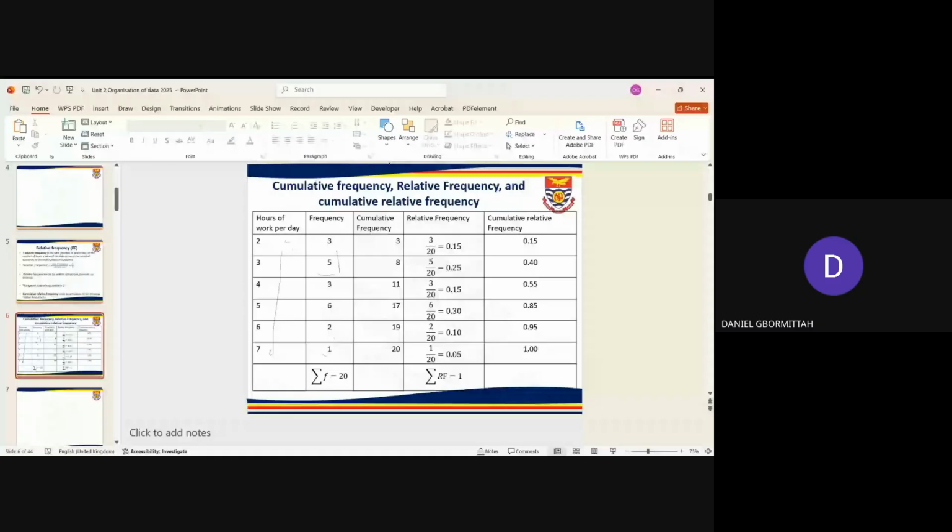Now find the sum of all these relative frequencies we have here. Will you get one? Yes, please. Yes, Doc.